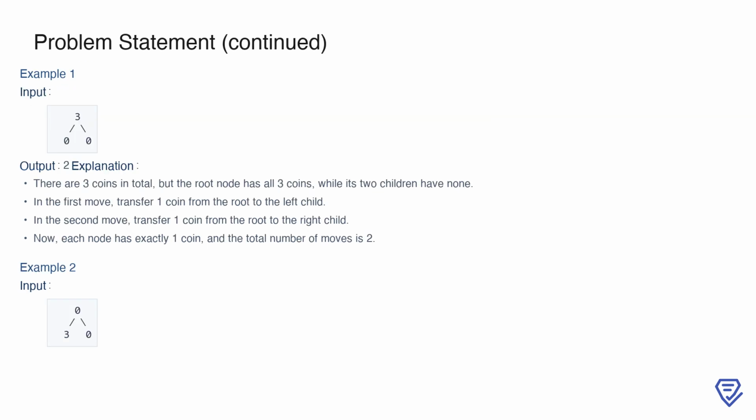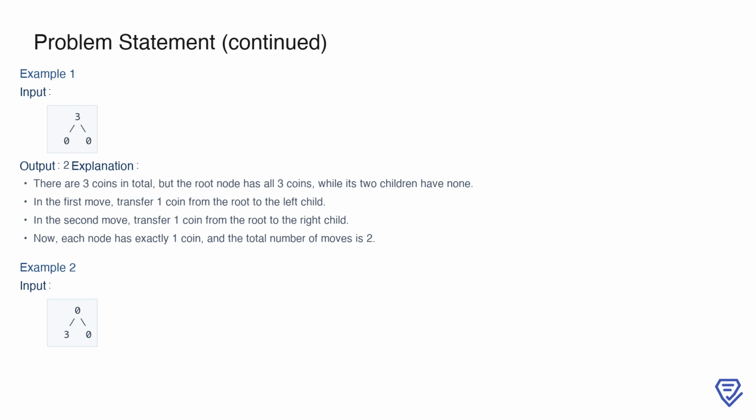Let's look at the first example to understand how this works. The tree has 3 coins in total, all concentrated at the root node, while its 2 children have none. To balance the distribution, we need 2 moves. In the first move, we transfer one coin from the root to the left child, and in the second move, another coin from the root to the right child. Now, each node has exactly one coin, and the total number of moves required is 2.